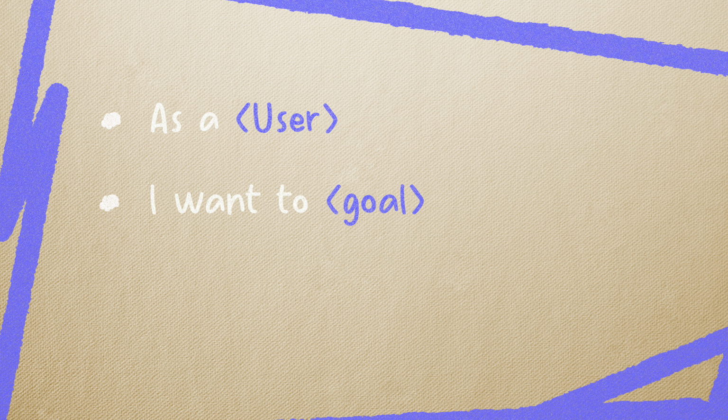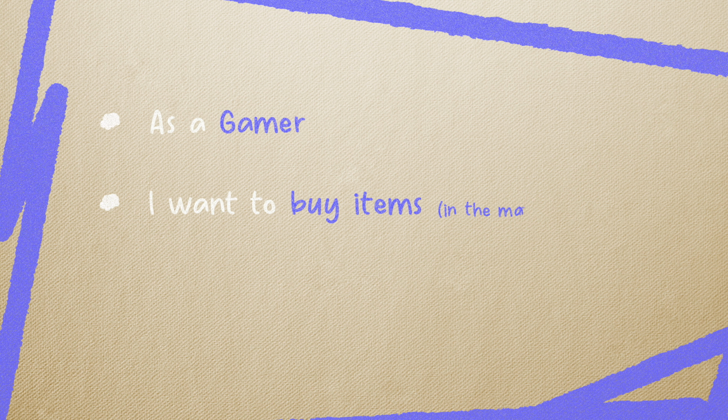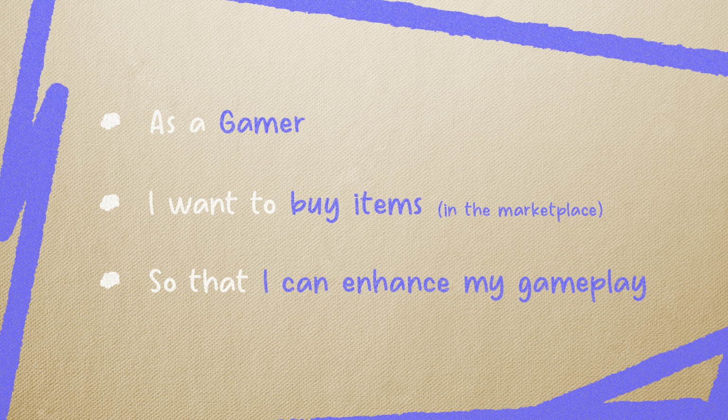User stories follow a simple formula. As a user, I want to goal, so that reason. This structure keeps it user-centered and ensures that every feature has a clear purpose. For example, let's say we're designing a feature for a marketplace. We can say something like, as a gamer, I want to buy items in the marketplace so that I can enhance my gameplay. It's simple but powerful. We're framing every feature from the user's perspective, and it ensures that design and development choices serve a real need.